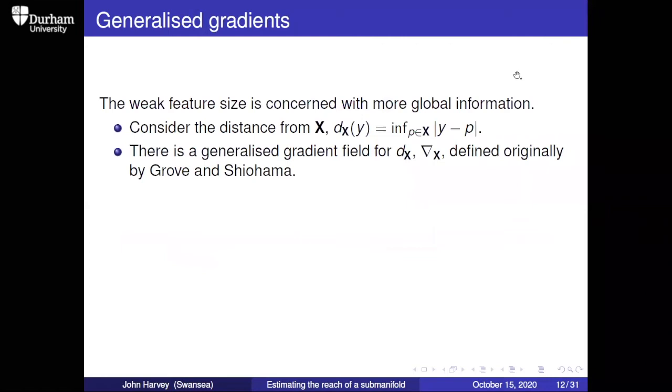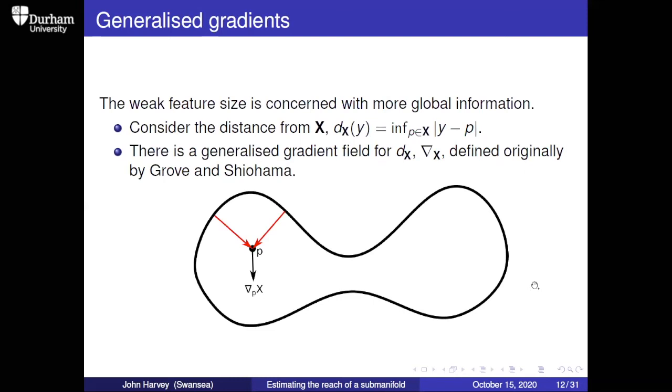What about the weak feature size, this global issue? Well, if we go back to work of Grove and Shiohama, they defined the idea of a generalized gradient field for the distance from a submanifold. So let's say d sub x, that's the distance from your submanifold. And then you can take a derivative of that to get a gradient. So here's the picture. Suppose you have some point P that is not on the submanifold. What direction would you travel in order to increase distance from the submanifold? And the answer is that what you should do is you should find the point nearest to P on the submanifold.